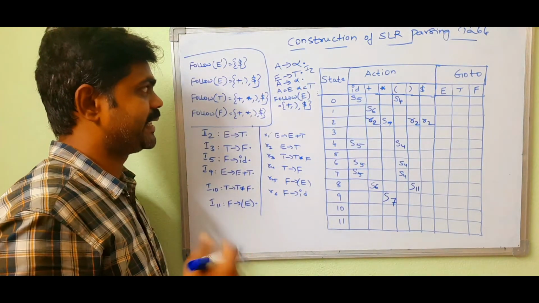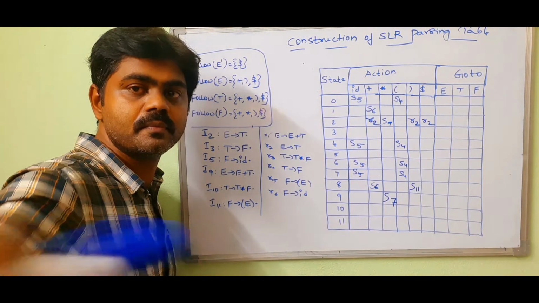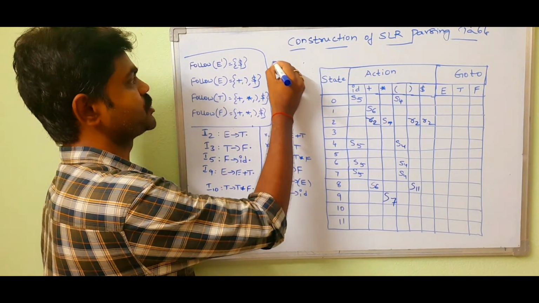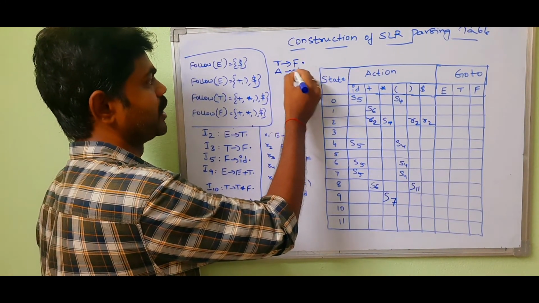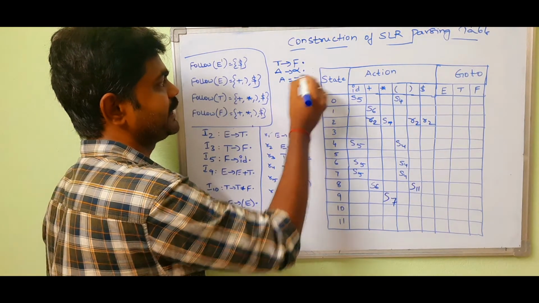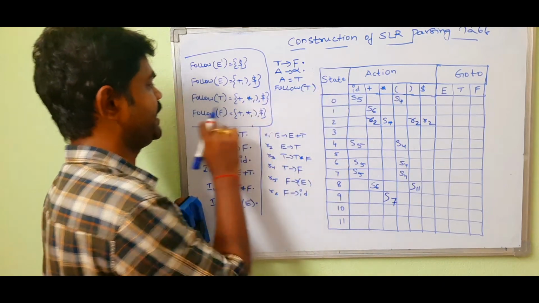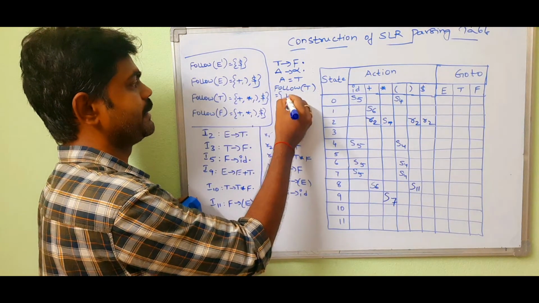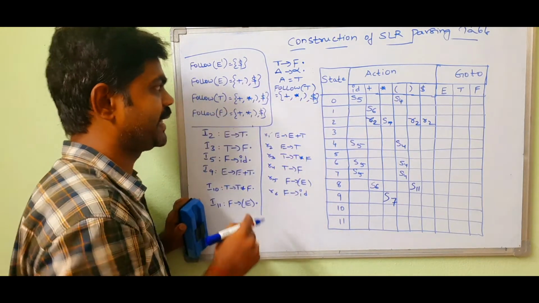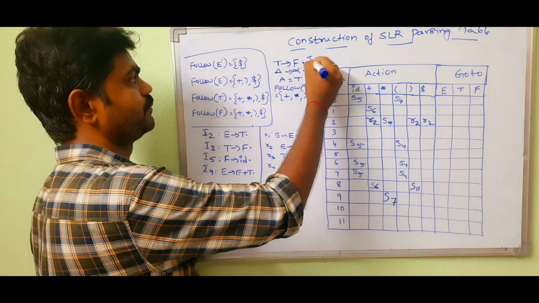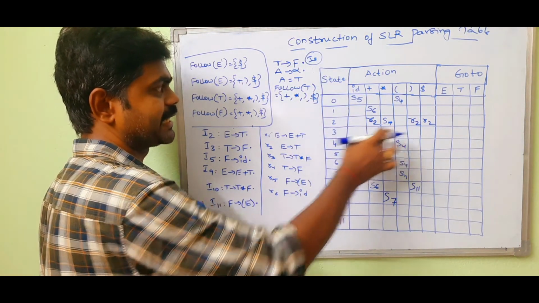Okay. So next is T tends to F dot. So again substitute with A tends to alpha dot. So A equal to capital T. So follow of T. So what is follow of T? Follow of T equal to plus, star, right parenthesis, dollar. Okay. So this is I3. So in the place of I3, and in the place of plus, star, right parenthesis, dollar.